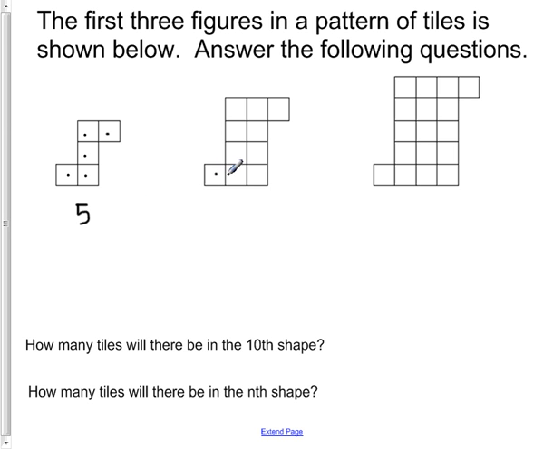Okay, on this one, there are 1, 2, 3, 4, 5, 6, 7, 8, 9, 10. So there are 10 tiles. Alright, so let's look at the next one. Here there are 1, 2, and then in here it's 3 by 4. So this would be 12 in the middle, plus 2 more is 14.